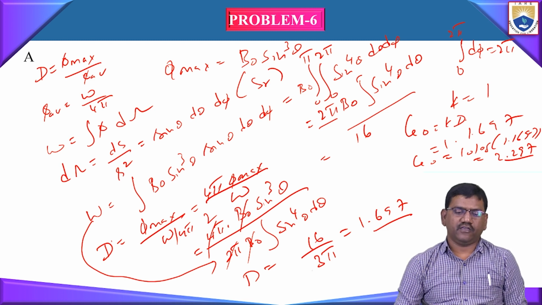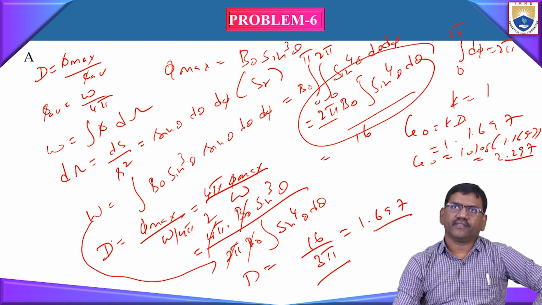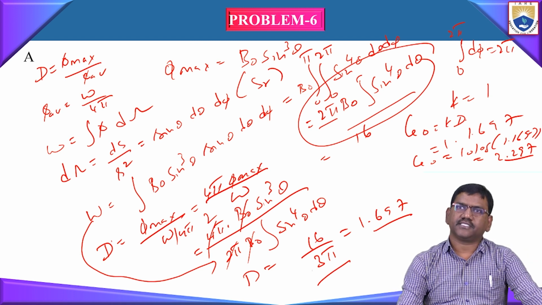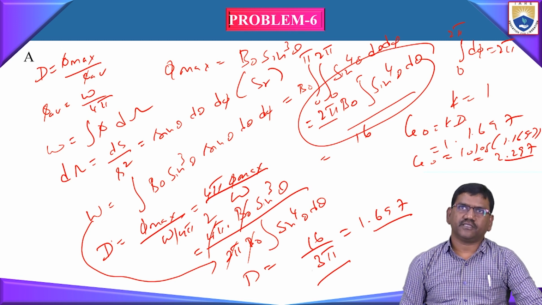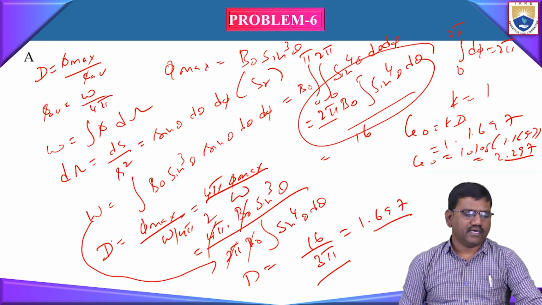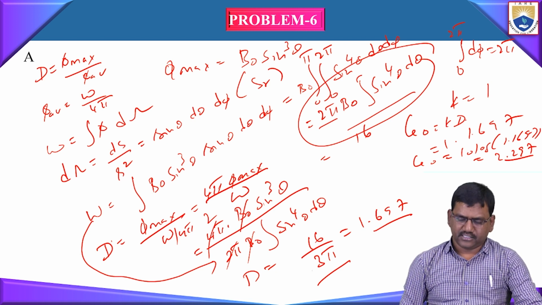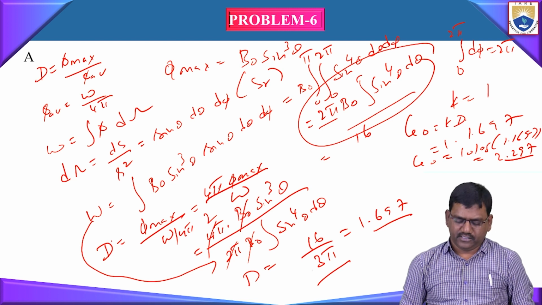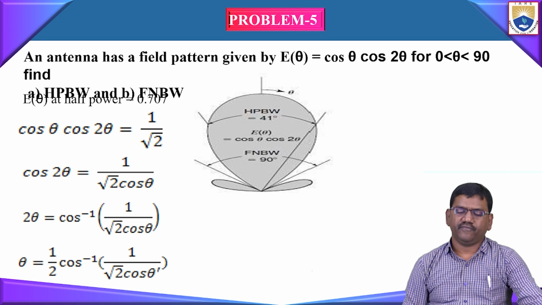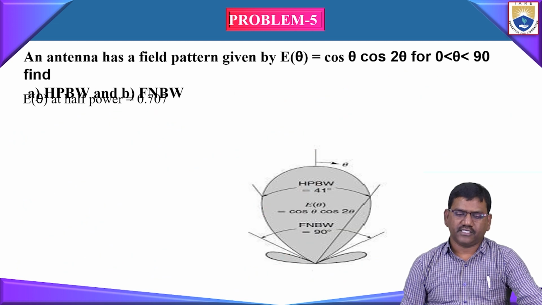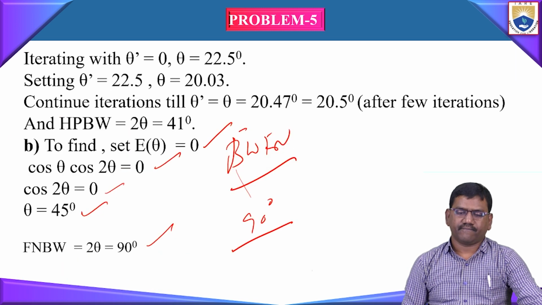So we need to find out the value of this integration value. So in total we will get 16 by 3 pi. If we simplify mathematically, we'll get 1.697 here. So these are the problems based upon the radiation intensity and the radiated power. Let us discuss some more problems. Today we have discussed problems on the absolute gain of the antenna, the half power beam width, and the beam width between the first nulls. Also the directivity and the efficiency of the antenna here.